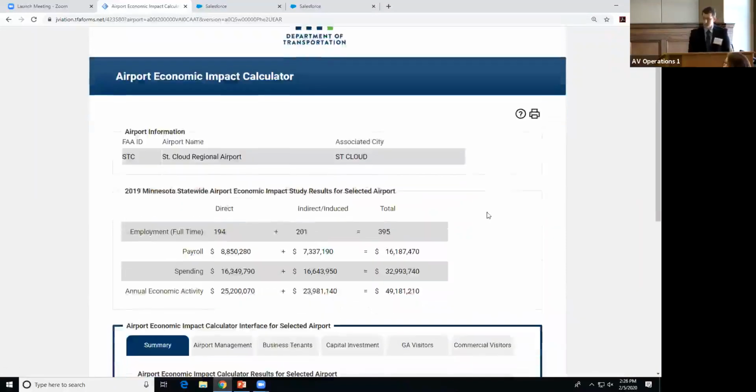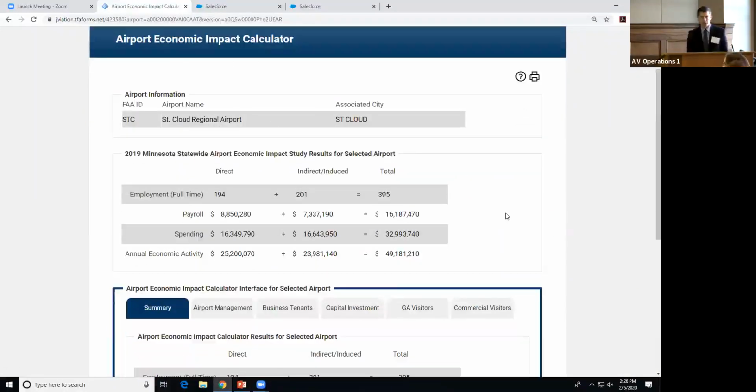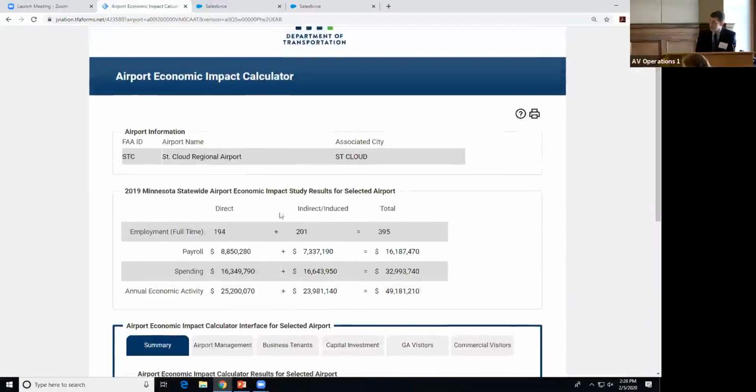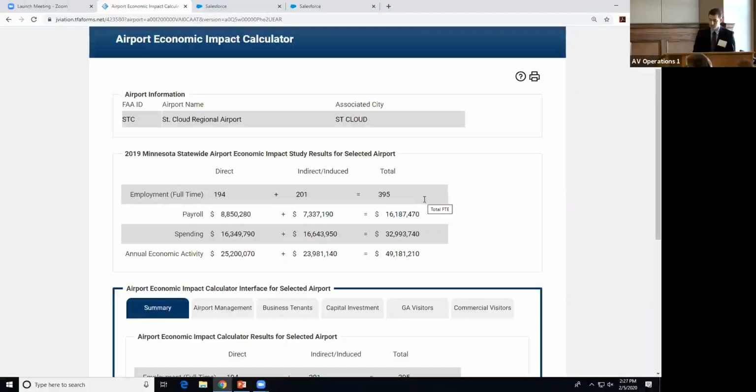So here we have the economic impact produced as a result of the 2018-19 study for St. Cloud Regional Airport. We have the 4 measures identified: employment, payroll, and spending. Here, we're focusing on this top box. We have our direct impacts for each of those measures. Indirect and induced, which we talked about, are the ripple effect, the multiplier impacts, and then adding up direct plus indirect and induced, we get our total impact. So St. Cloud, as produced in the study, has 395 total jobs with 49 million in total annual economic activity.